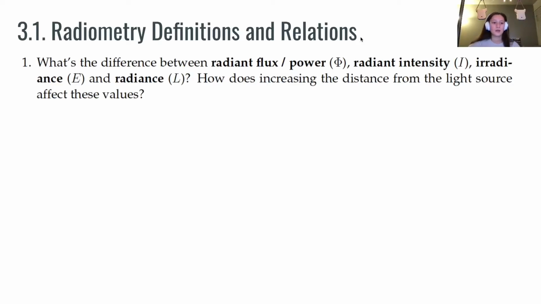Okay, so let's go over number 1, and this will let us introduce all of the different units. So what is the difference between radiant flux / power, radiant intensity, irradiance, and radiance, and how does increasing the distance from the light source affect these values?